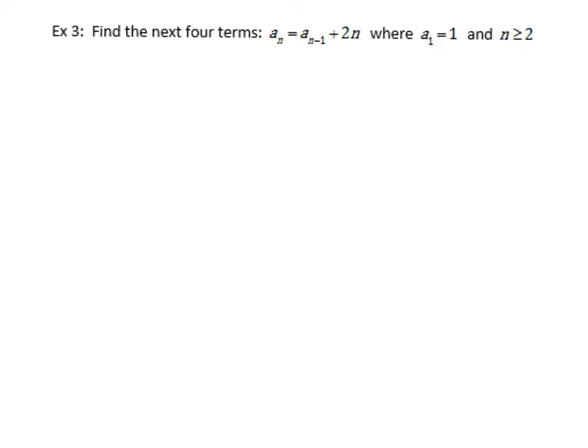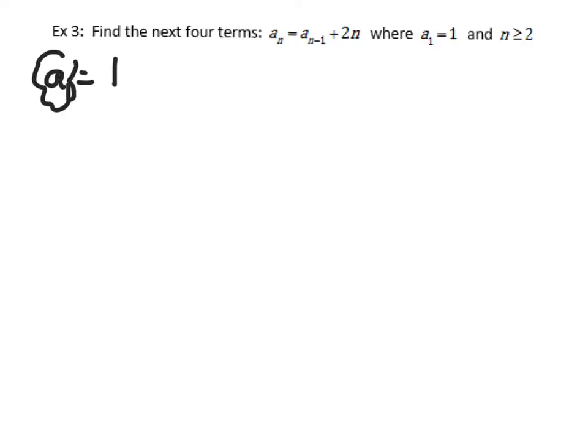Okay, I want to find the next 4 terms of this sequence. And you'll notice that I have an a sub n and an a sub n minus 1. So this is going to end up being recursive. So I'm going to think of a sub n as your current term and a sub n minus 1 as your previous term. But I'm just going to show you mathematically. So I already know a sub 1 is 1.